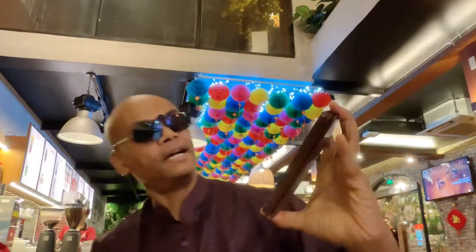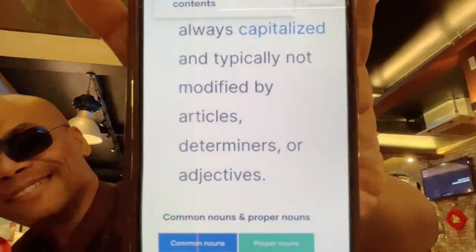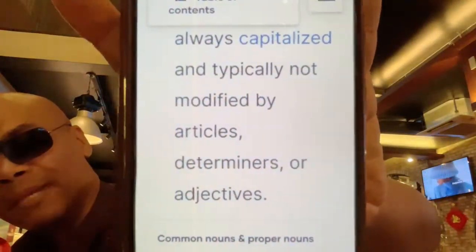And are not modified by articles, determiners, or adjectives. Talking about proper nouns now.